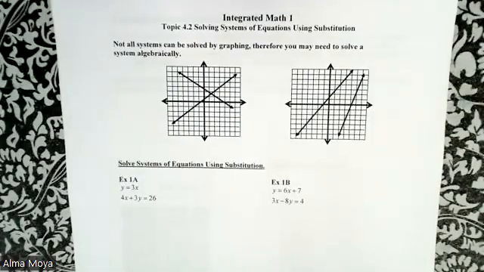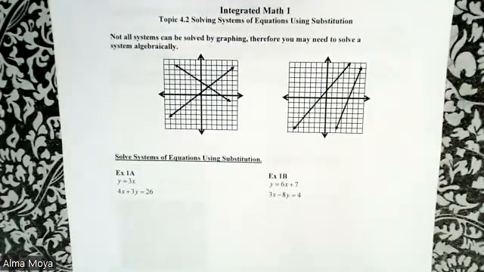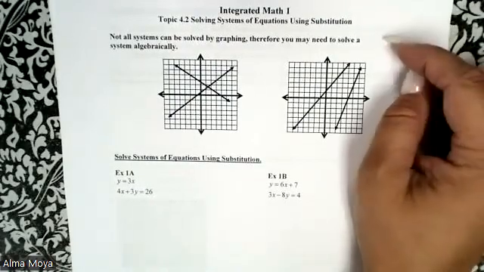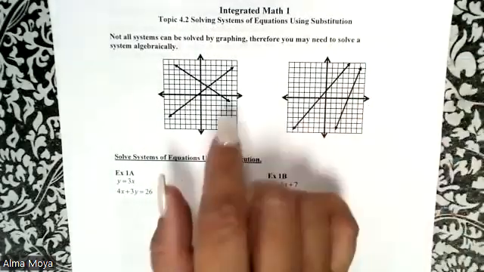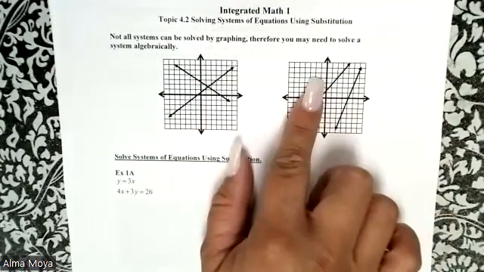Today's notes are going to be on 4.2, solving systems of equations using substitution. Not all systems can be solved by graphing. Therefore, you may need to solve a system algebraically. So right here, look at how we graph these two.